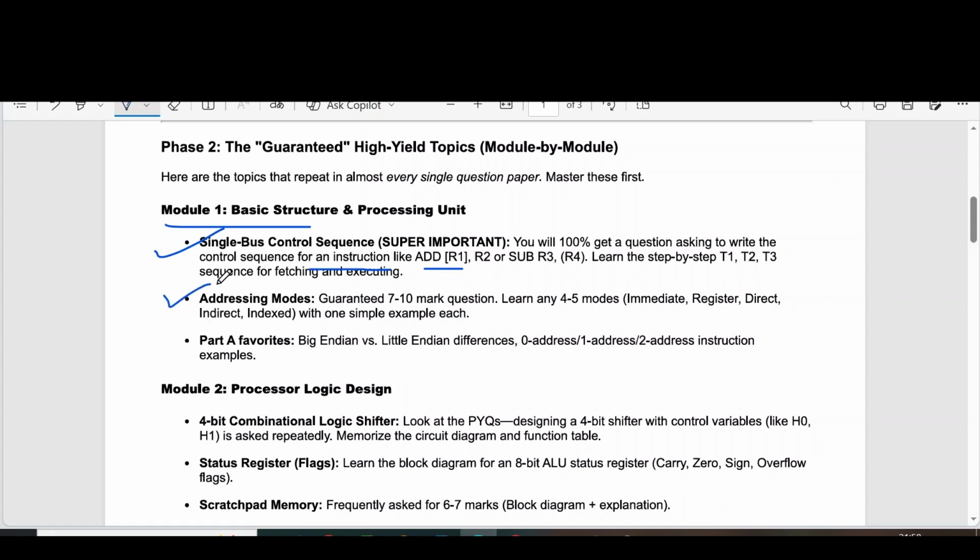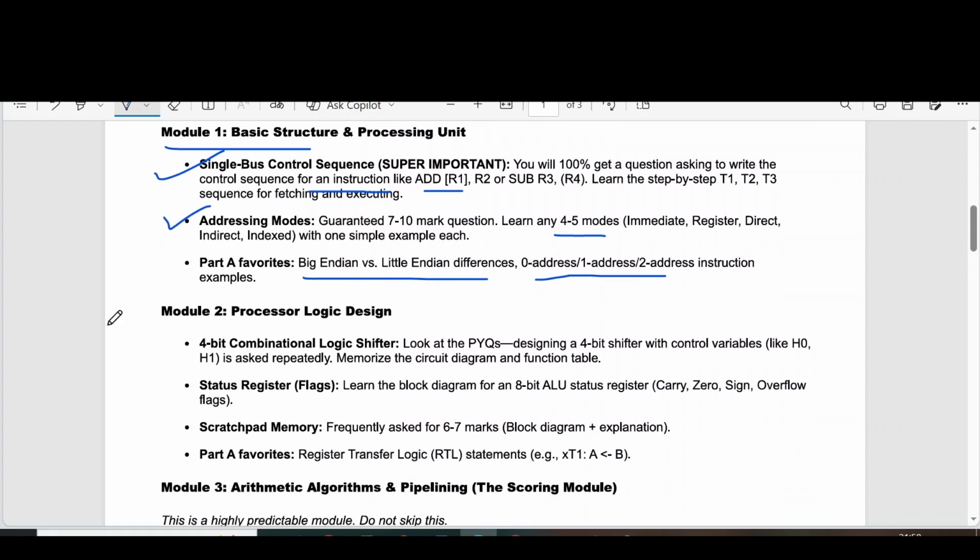Then second question is addressing modes. Learn any 4 to 5 modes: immediate, register, direct, indirect, indexed, with one example each. Then part A questions from this module are big endian versus little endian differences, 0 address, 1 address or 2 address instruction examples. Then coming to module 2, processor logic design.